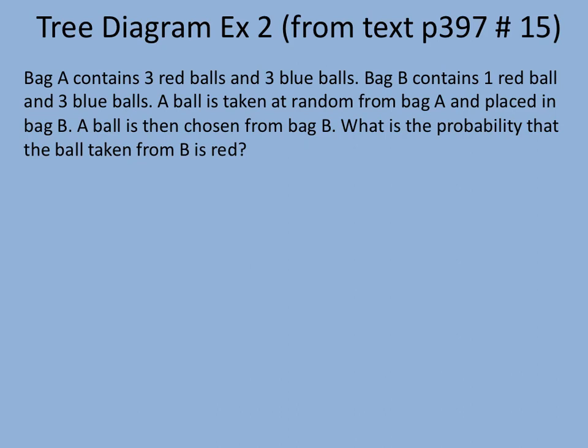So at first, this might seem overwhelming, but by making a tree diagram, we'll be able to represent this information easily. So the first thing that happens is that a ball is taken from bag A. So that's going to be the first branches for my tree diagram. So here are the branches for bag A. Half the balls are red and half the balls are blue. So first we're going to take a ball out of bag A. We're either going to choose a red ball or we're going to choose a blue ball.